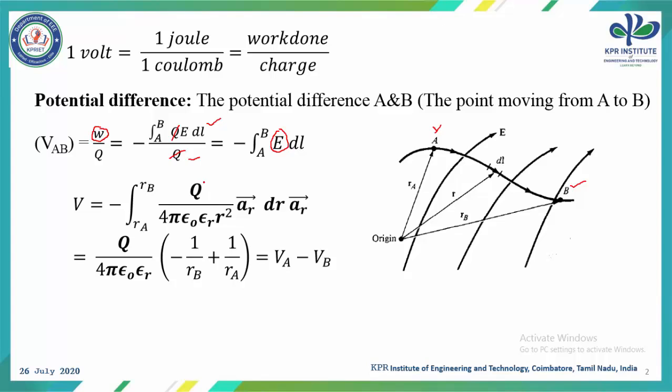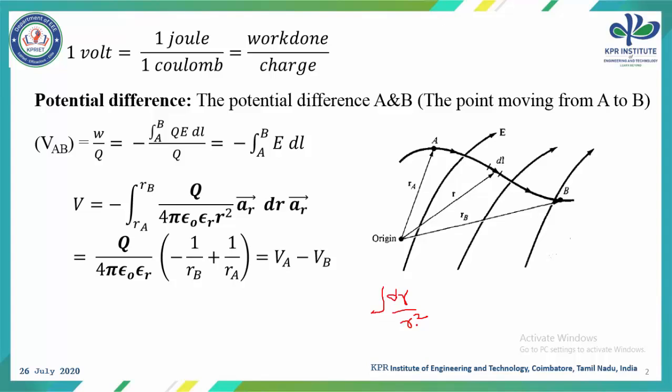Therefore E equals Q divided by 4 pi epsilon naught into epsilon r into r squared into ar vector. What is the dl? dl equals dr into ar value. Now you have to simplify this. You have to take the constant term, Q divided by 4 pi epsilon naught into epsilon r, out. Then the remaining is integral dr divided by r squared.